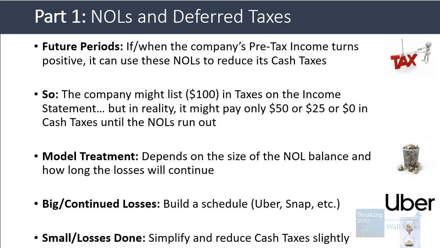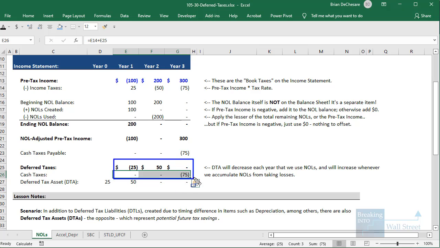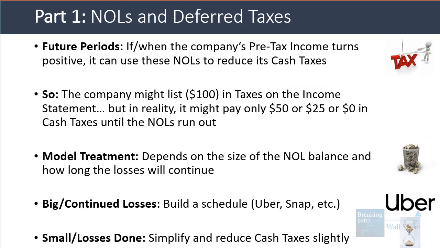If the company's NOL balance is very small or not significant, or they're not expected to realize these types of losses in future years, I would just simplify it, maybe assume slightly lower numbers for cash taxes. So maybe you can go in and say that the deferred taxes will be slightly positive for a few years to reflect the lower cash taxes, but you can keep it very simple and you don't have to go beyond that. So this is the first scenario in which deferred taxes often come up in models.